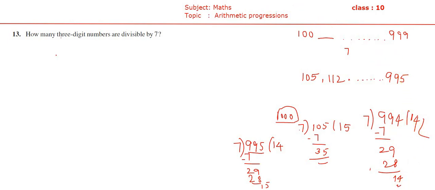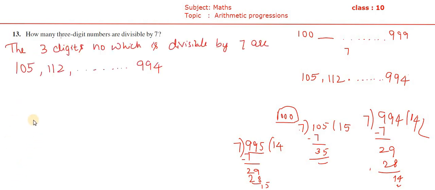So the maximum 3 digit number which is divisible by 7 is 994. This is our AN. Therefore the numbers which are divisible by 7 are 105, 112, and so on up to 994. What we need to find here is how many 3 digit numbers, that is, N.